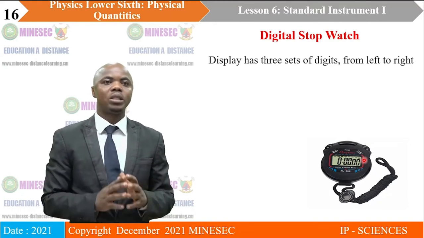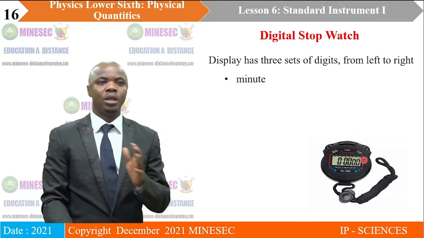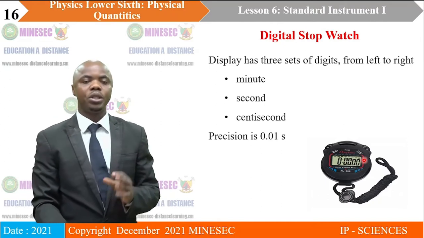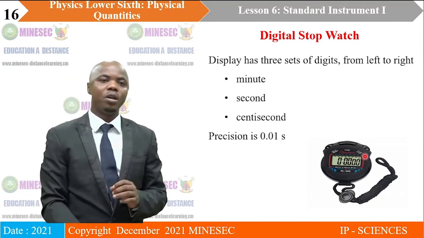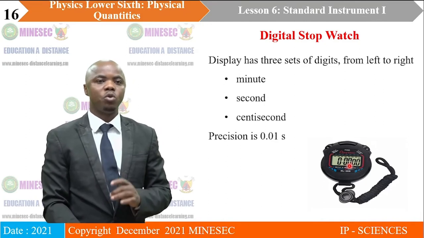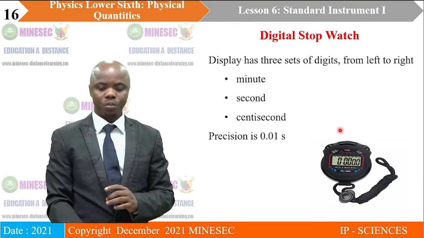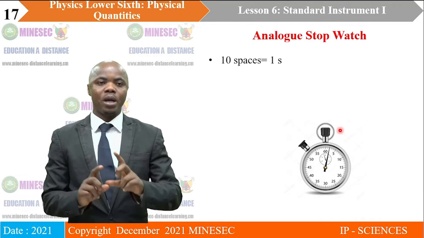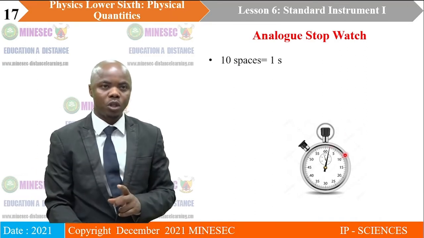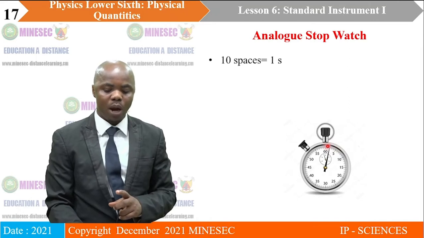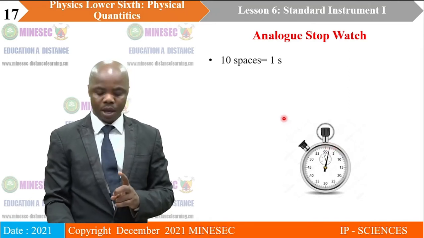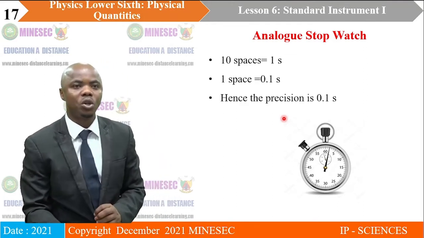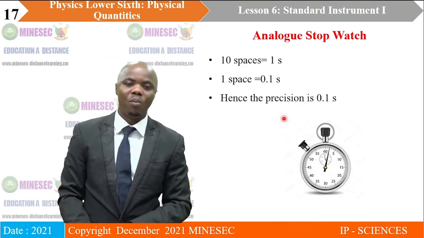So the display has three sets of digits from left to right: the minute, the second, and the centisecond. So the precision is 0.01 seconds. So every reading made from a digital stopwatch should be expressed to two decimal places. Then the analog stopwatch. There are 10 spaces that occupy a second. If you look at the analog stopwatch keenly, you see 1 to 2. Between 1 and 2, there are 10 spaces that occupy a second, and one space will be equal to 0.1 seconds. Therefore, the precision of an analog stopwatch is 0.1 seconds.